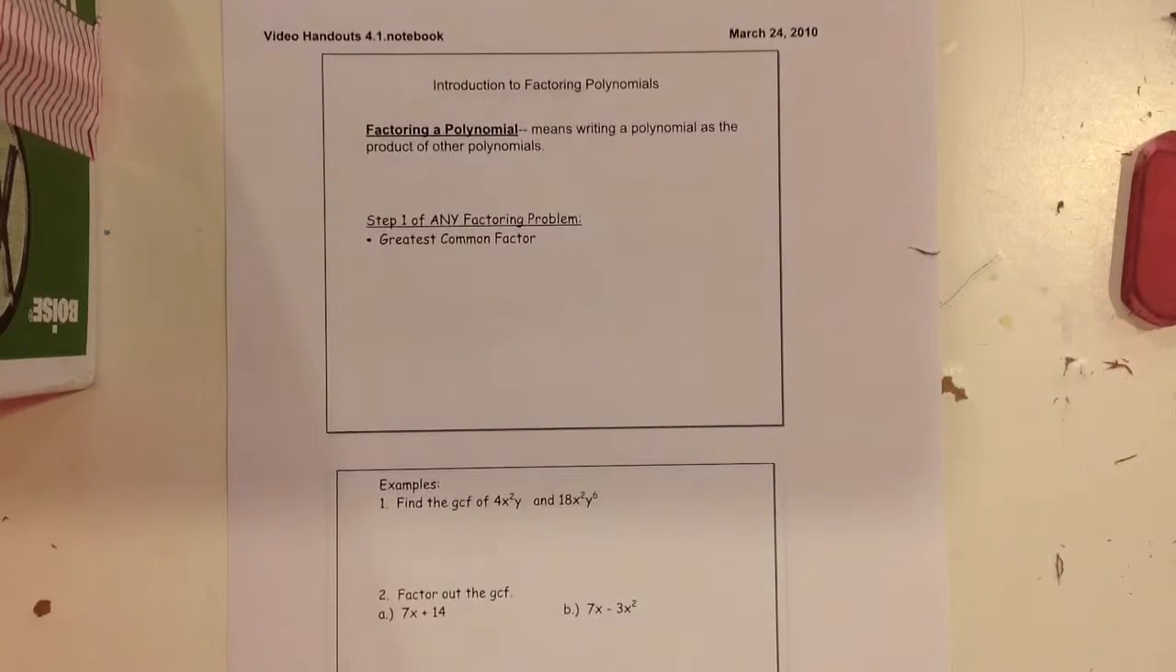Okay, 4.1, this is when we start doing factoring. And factoring just means to undo multiplication. We are going to be writing the polynomial as a product. And the first thing we're going to start with is the greatest common factor.